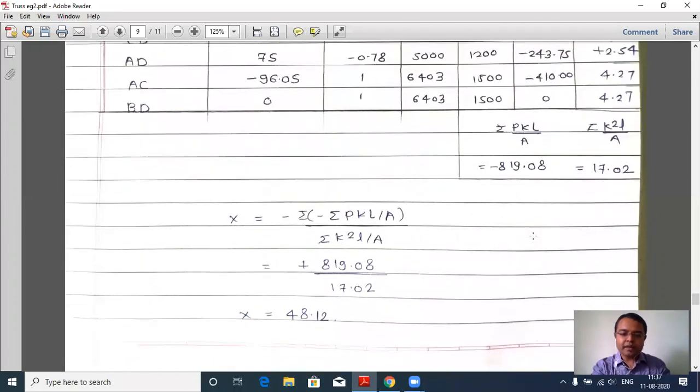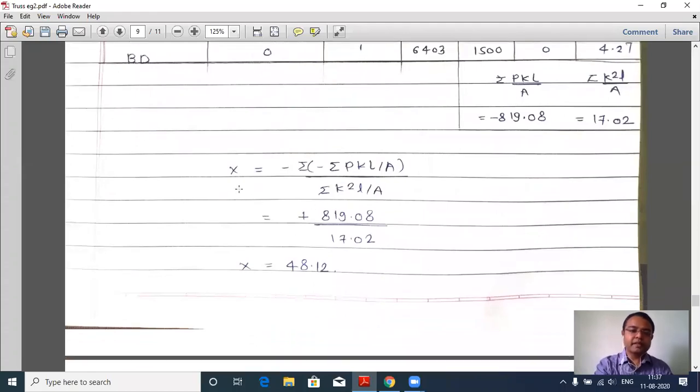We have this formula for X, the coefficient of force. The formula is X equals minus, in brackets, summation of PKL upon A divided by summation of K square L upon A. Just put in these values along with the sign. Here is a minus sign, and here minus 819, so this minus becomes plus: plus 819.08 divided by 17.02. So here we get the force coefficient X.